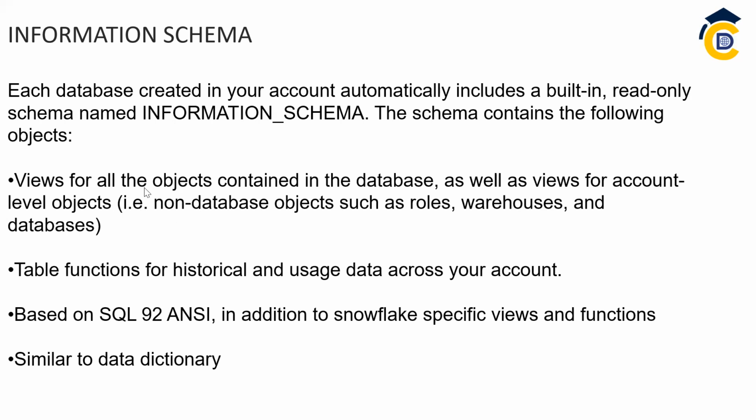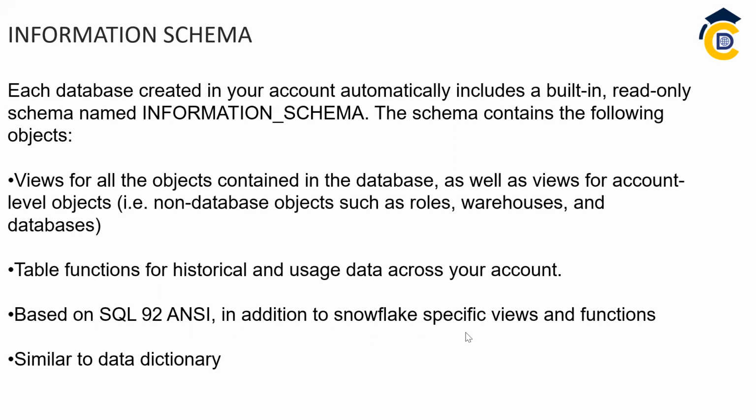So what they are trying to say is, what does information schema contain? It contains views, and it also contains certain table functions. We'll see what table functions are and why. The information they give us is historical and usage data across your account. So what is the usage of your warehouse, of your database, what kind of storage has been happening. All that kind of metrics data can be viewed by firing table functions. Okay. And it is based on SQL standard.